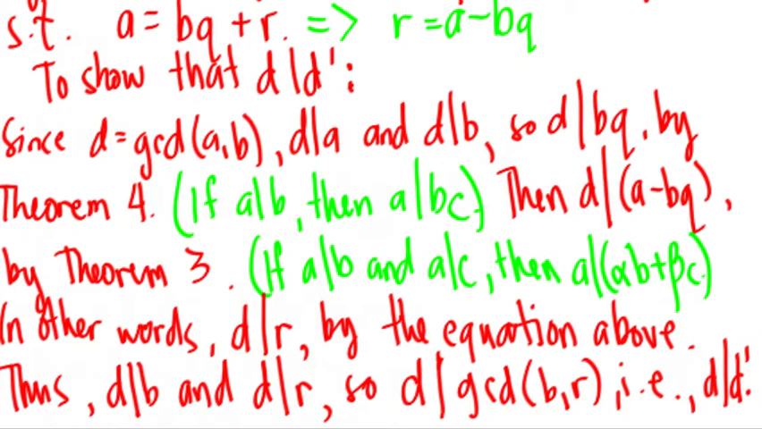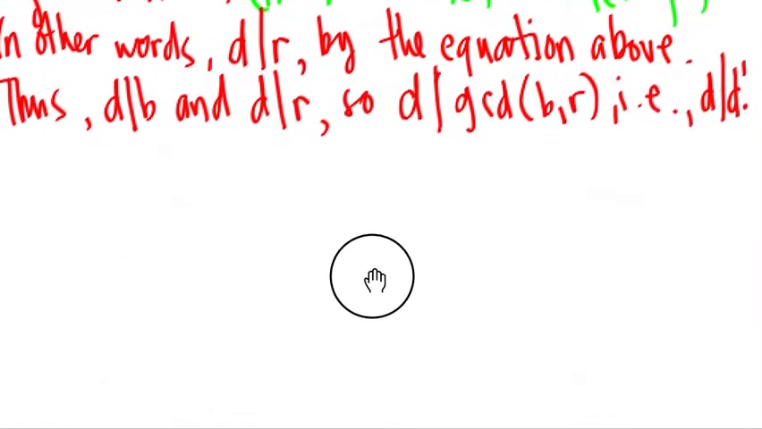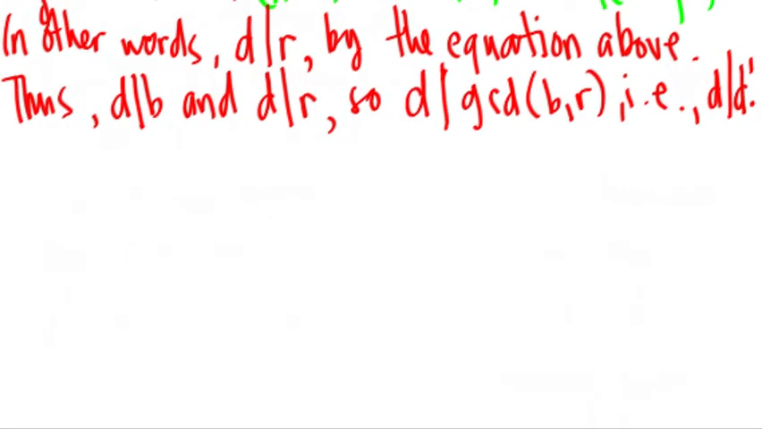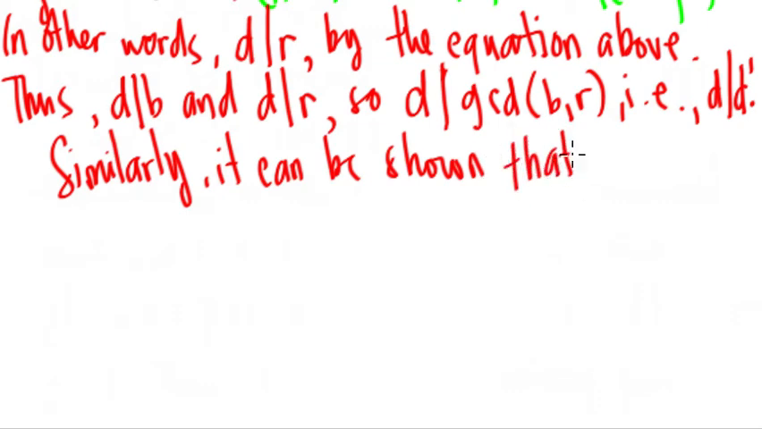Actually, the converse, D prime divides D, is fairly similar to what we just showed, but I won't be showing it anymore. Maybe I can leave it as an exercise. So we can just say similarly, it can be shown that D prime divides D. You can use the same argument here, and I'll leave it as an exercise.